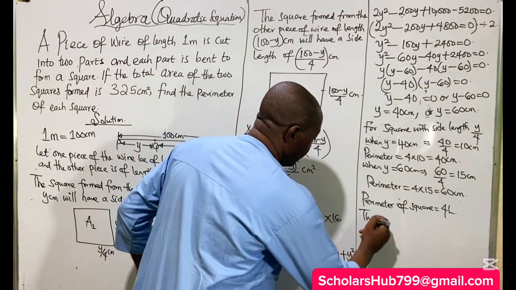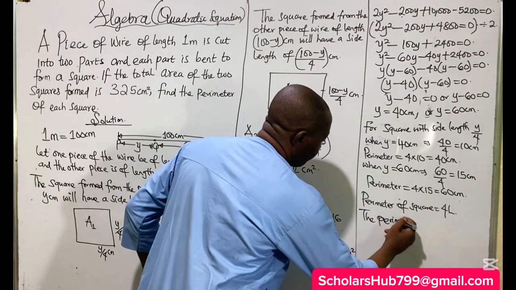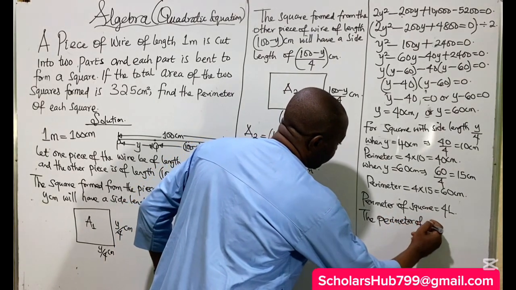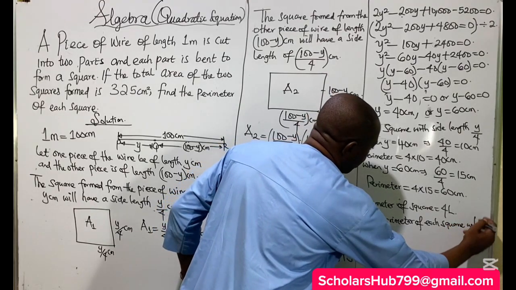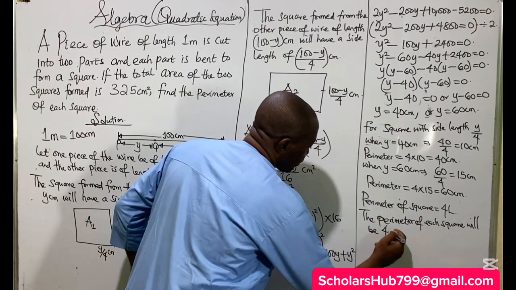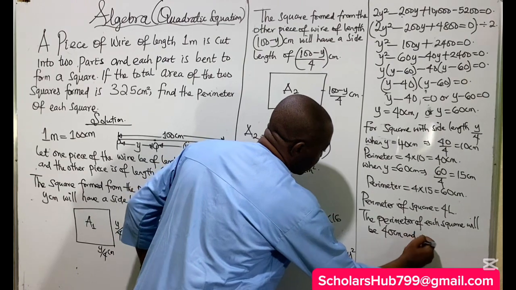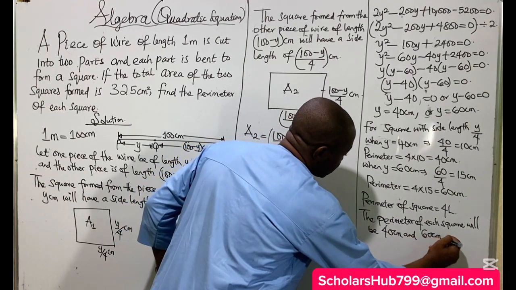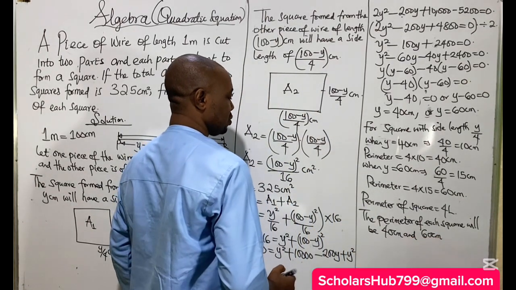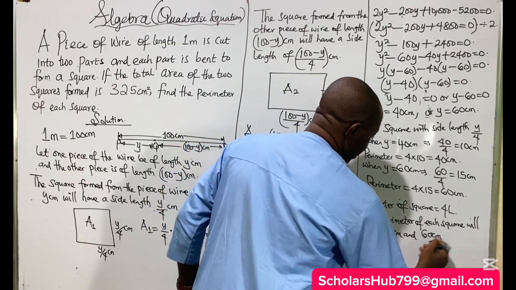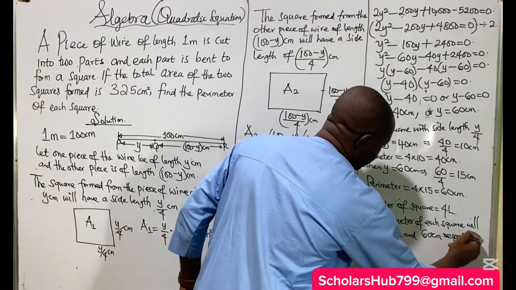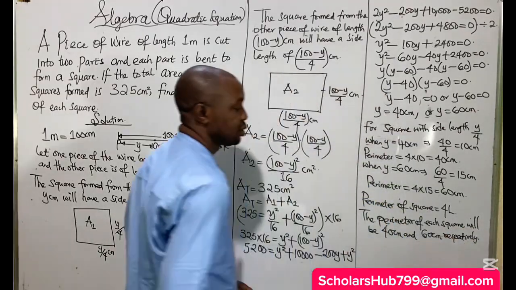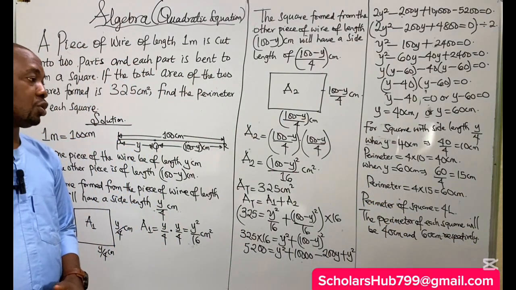The perimeter of each square will be 40 centimeters and 60 centimeters respectively, and that is the answer to the question.